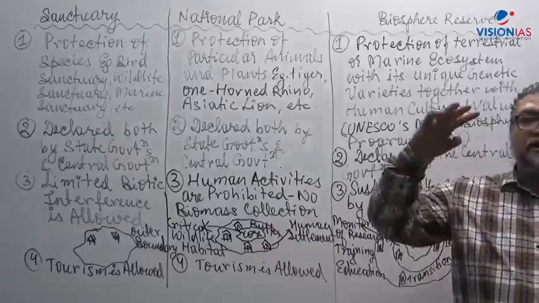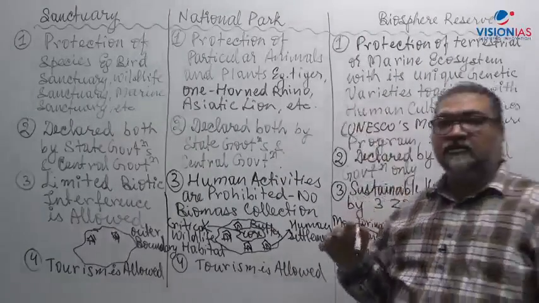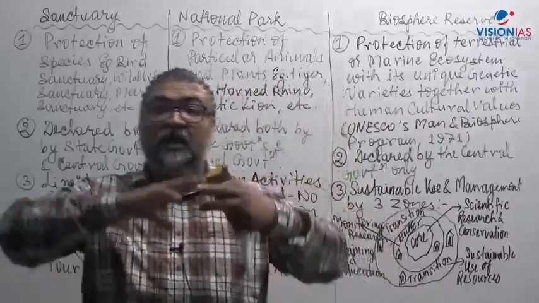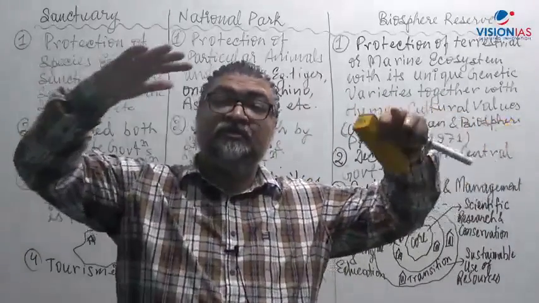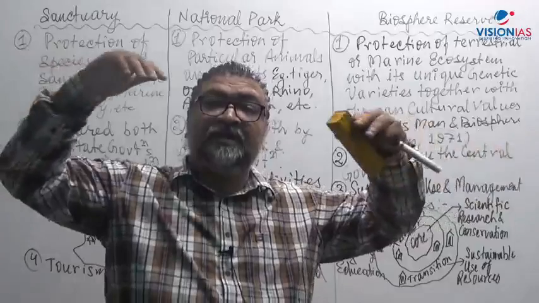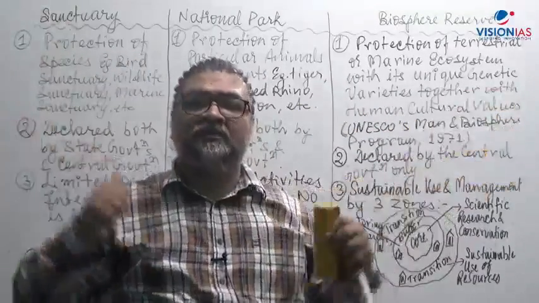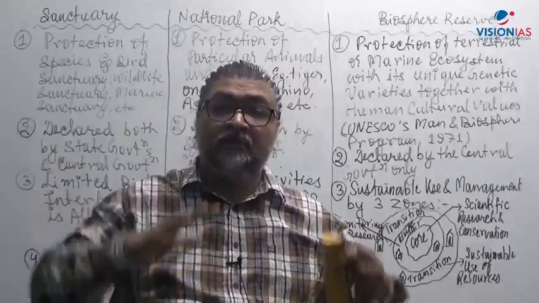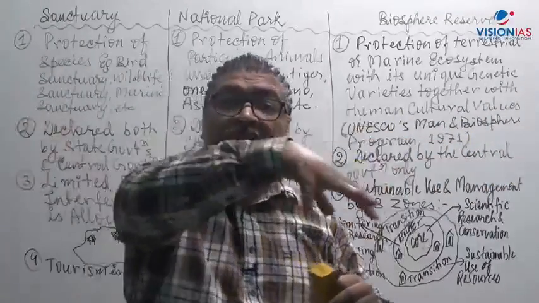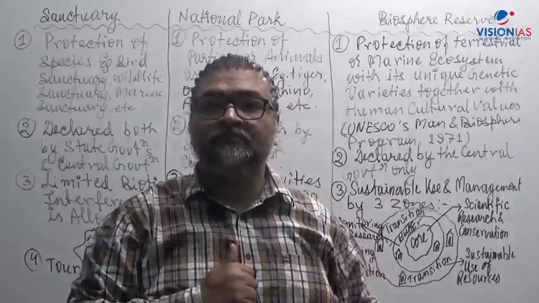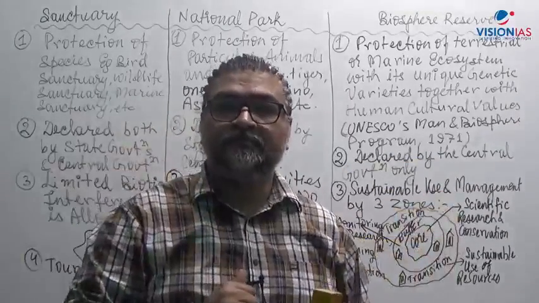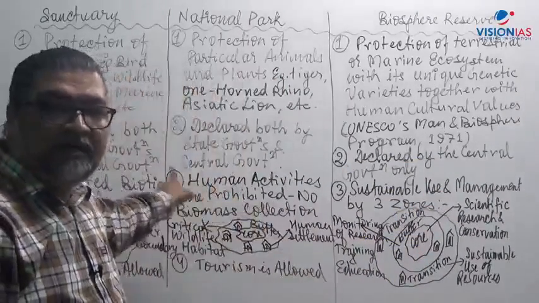See, biosphere reserve is a large area. 5,000 square kilometer. Sometimes it can extend to 7,000 square kilometer. Large geographical area, landscape. That is a biosphere reserve. Within the biosphere reserve, you may have national parks and sanctuary. Then the rules of national park and sanctuary will be applied.